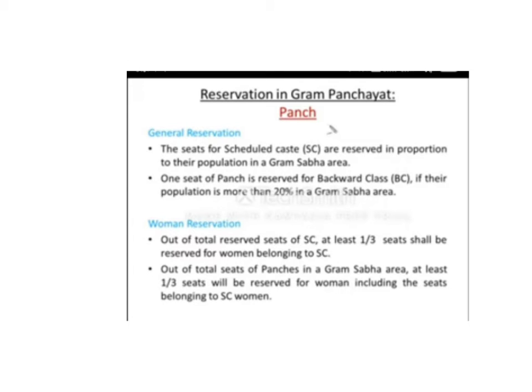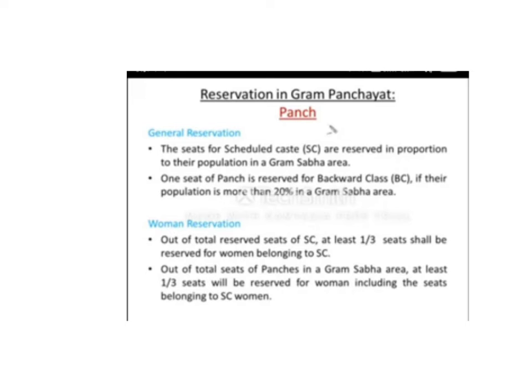If we look at the reservation in Gram Panchayat, reservation means there are some categories in our society for whom we have reserved seats, like SC, ST, OBC. These are people who are educationally or economically backward or have a lower standard of life. So general reservation, first of all, we will see. The seats for scheduled caste are reserved in proportion to their population in the Gram Sabha area. One seat of Panch is reserved for backward class if their population is more than 20% in the Gram Sabha area.